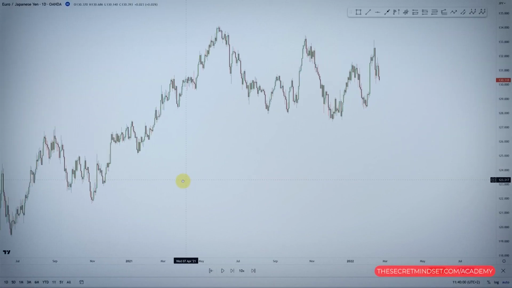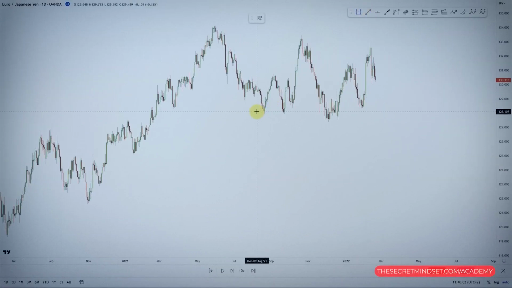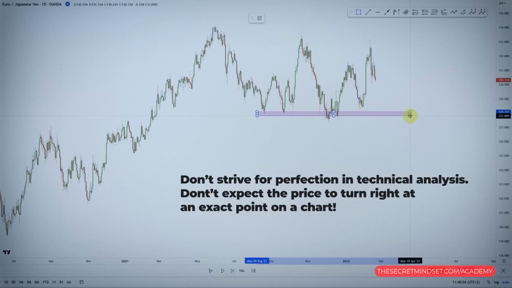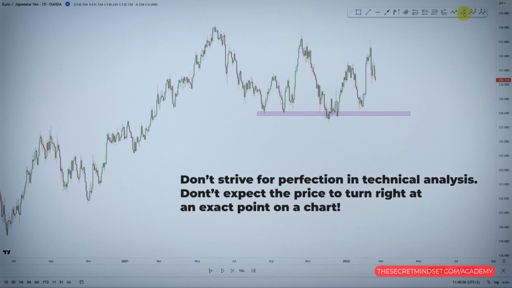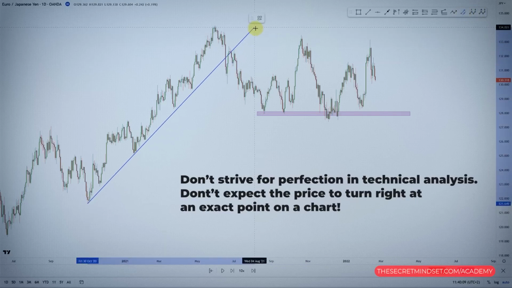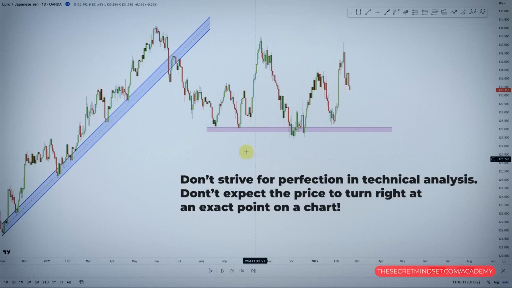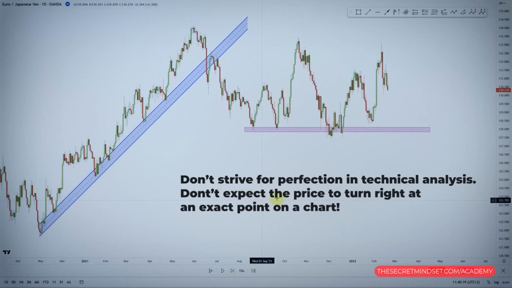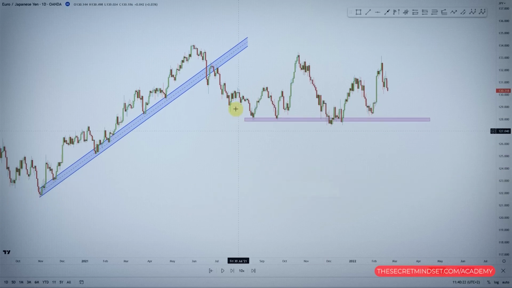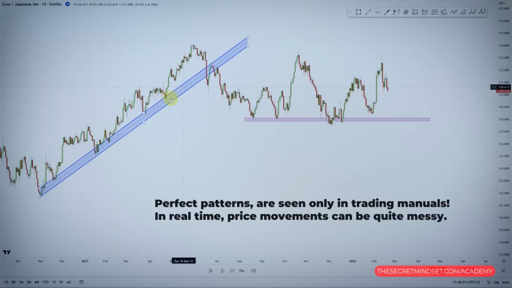Now, technical analysis is complex and has many nuances. If you are striving for perfection in trading, you're going to have a hard time. Consider trend lines and support and resistance. You shouldn't expect the price to turn right at the exact point on a chart and base your trading decisions on that exact line. These perfect right-to-the-pip patterns are seen only in trading manuals.